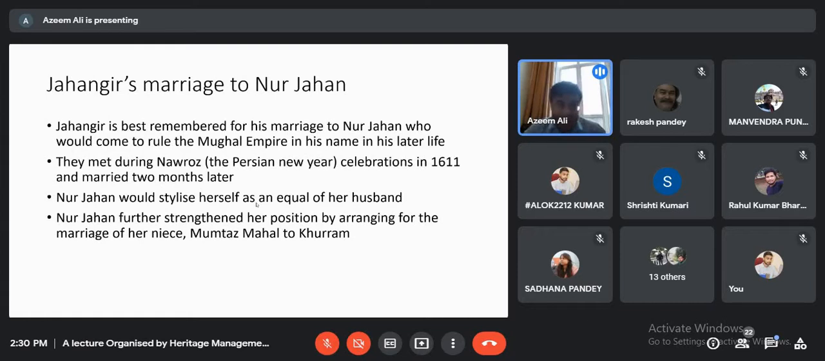And Jahangir is best remembered for his marriage to Nur Jahan, who would come to rule the Mughal Empire in his name in his later life. They met during Nowruz, which is the Persian New Year, in 1611, and they married after just 2 months. Nur Jahan would stylize herself as an equal of her husband, and she would further strengthen her position by arranging for the marriage of her niece, Mumtaz Mahal, to Khurram. And this again would have famous repercussions later on.